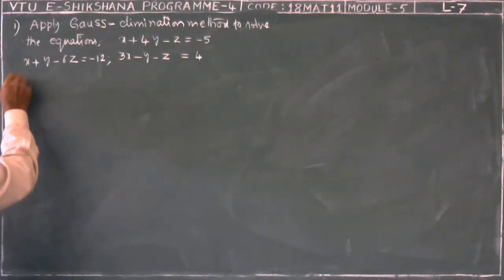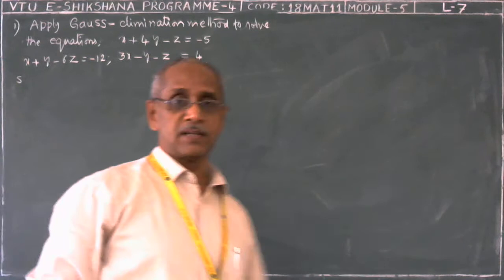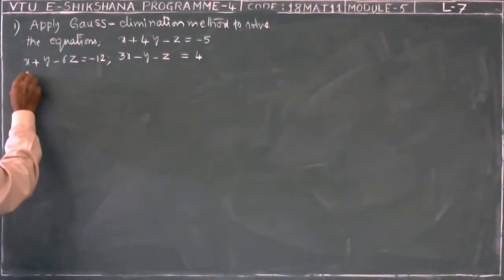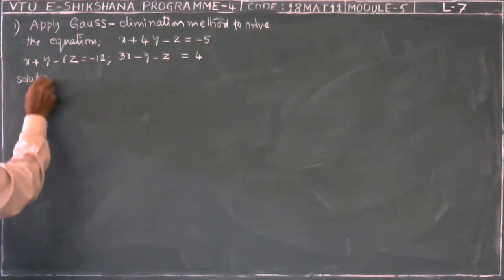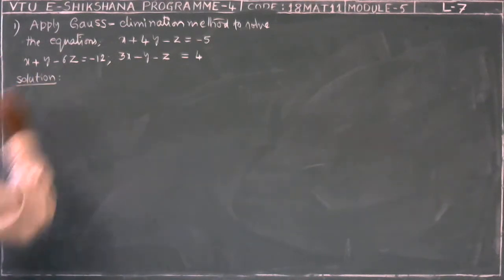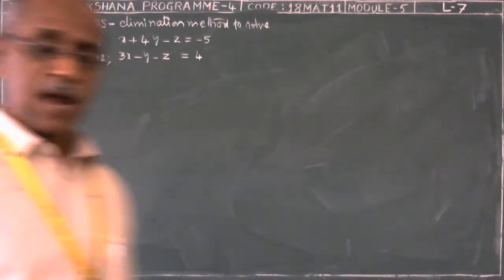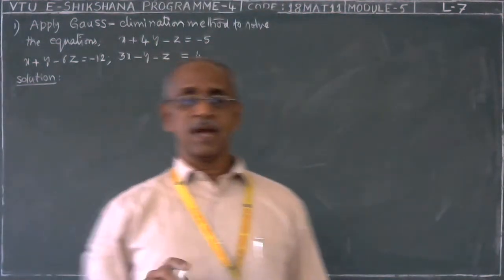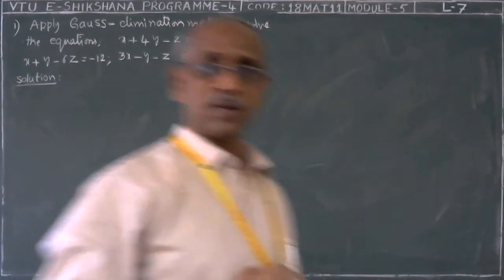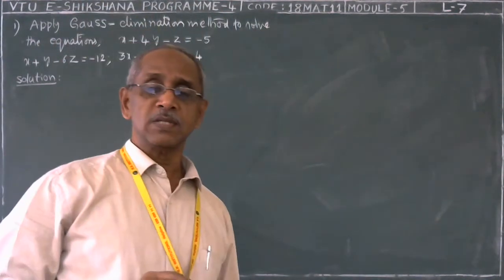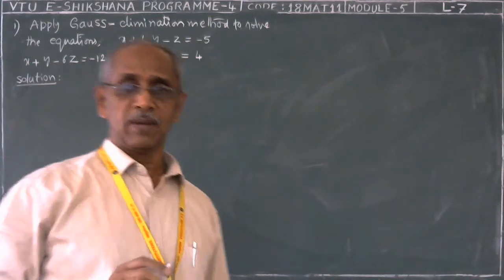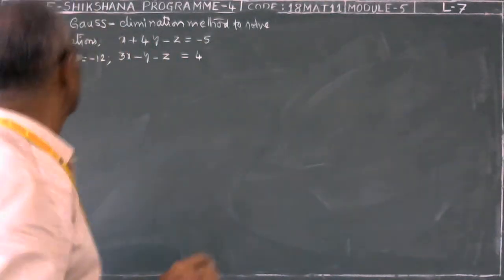So I can directly write the augmented matrix of the given system of equations. As a first step, let us write the augmented matrix of the given system of equations. We know how to write the augmented matrix for a non-homogeneous linear system of equations Ax equals b, where b is not equal to 0.